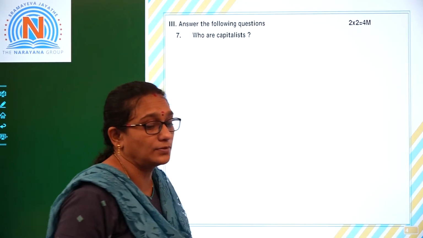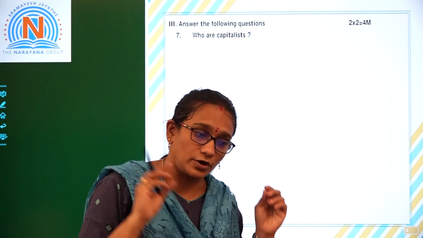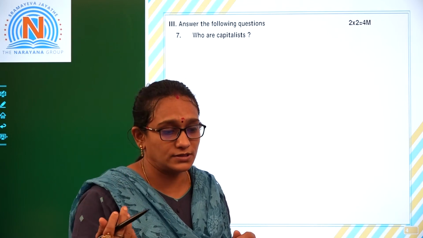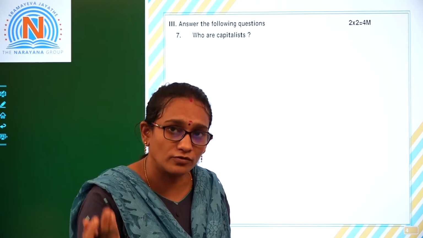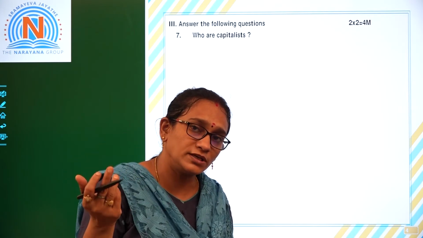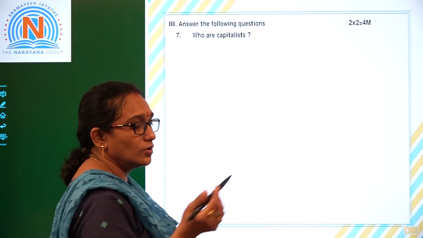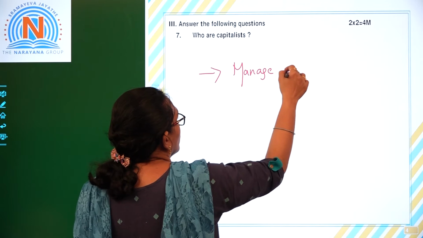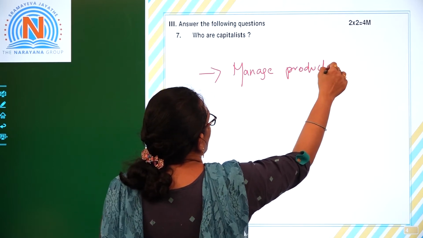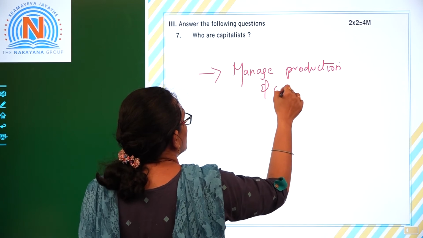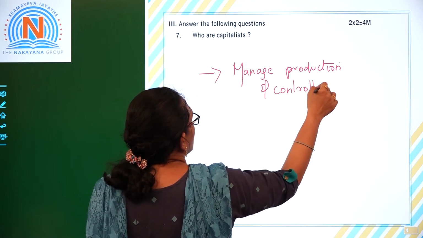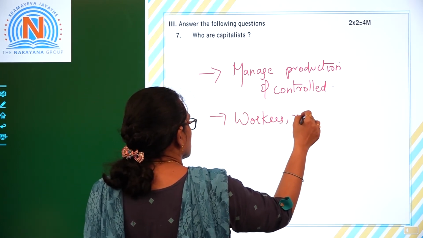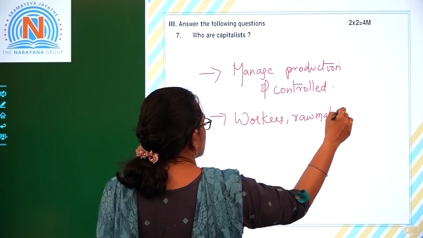Coming to the question, who are capitalists? So, all the facilities for production are owned and managed by the individual called a capitalist. Here they invest the money on workers, on the raw materials, and even on the machines. So, these people manage the production process. The production is managed and controlled by rich people, the capitalists, and they invest the money on workers, on raw materials, and machines.